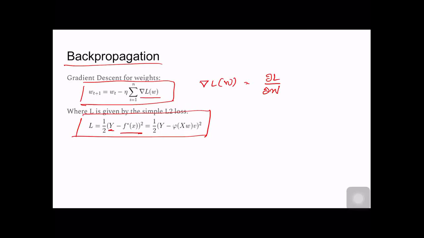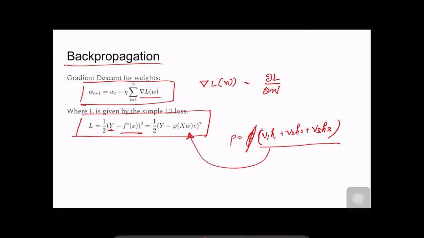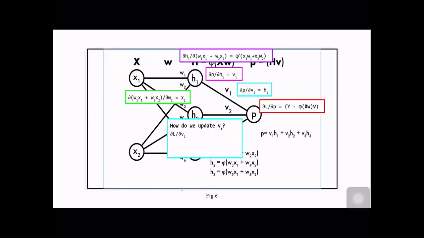So previously we found out that P equals phi of V1 H1 plus V2 H2 plus V3 H3. For simplicity, let's drop this phi and just consider P to be the product of these. This is basically the same thing written in vector form. So P is just XW times P. And let's do a simple example of calculating some gradients and doing some weight updates.